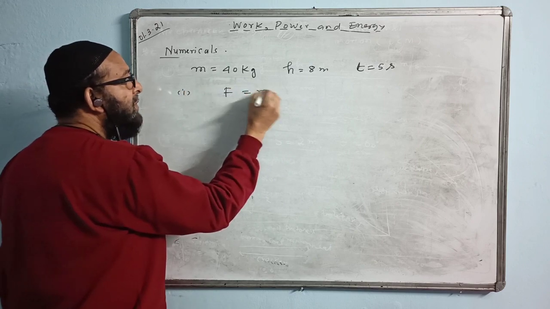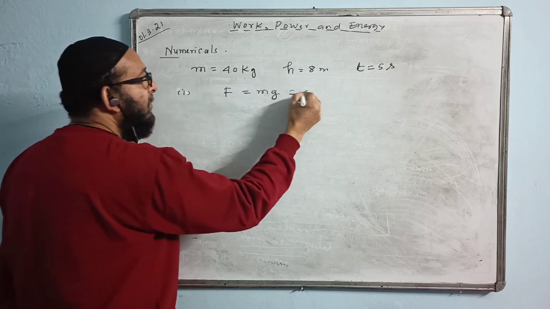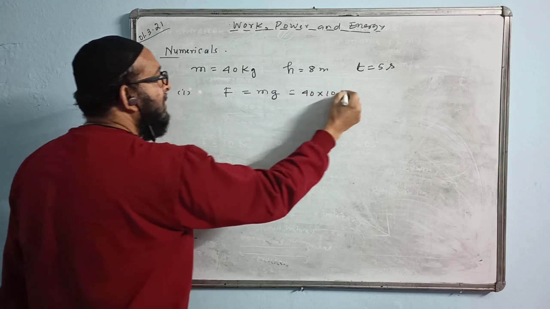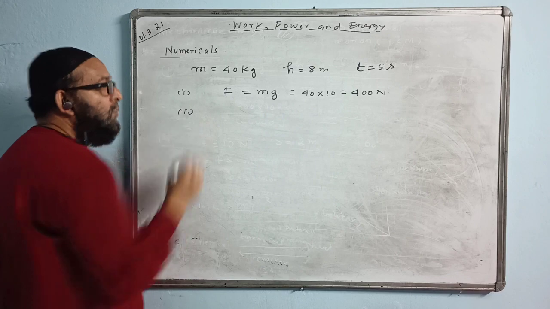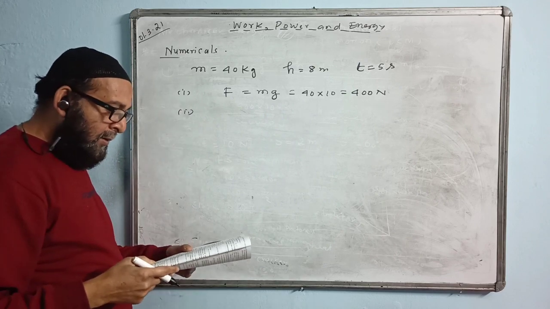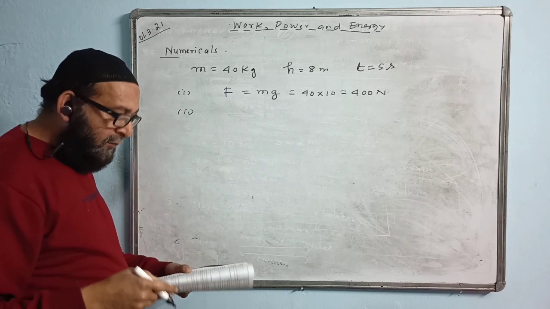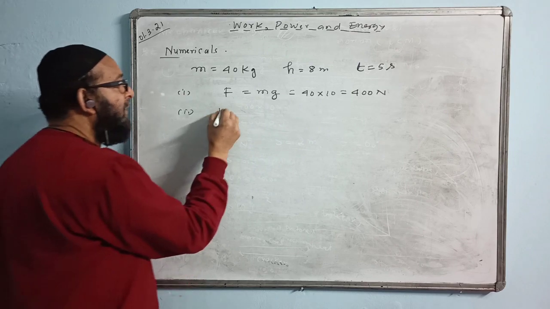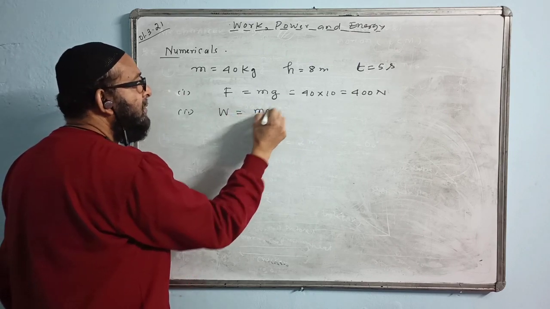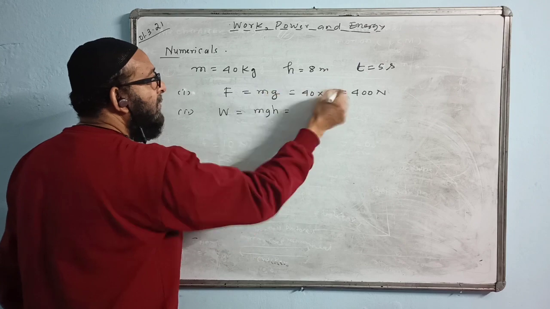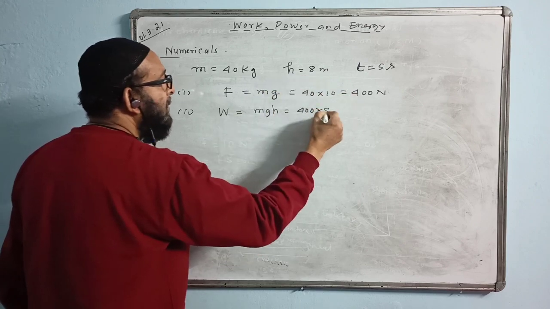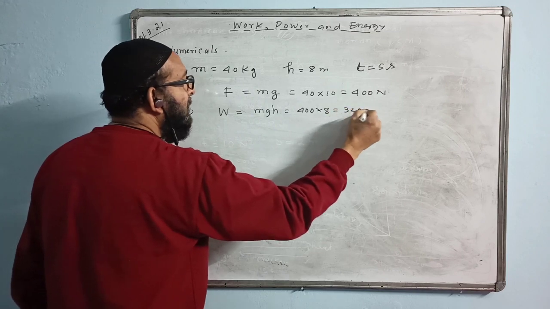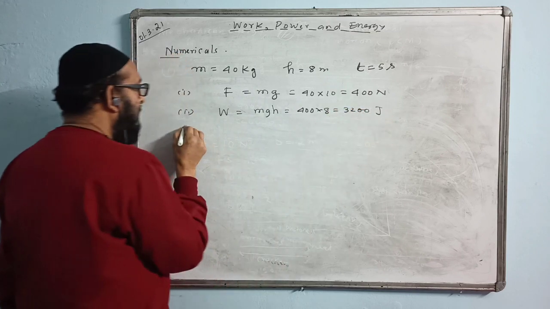Force of gravity formula is m into g. So 40 and the value of g is suppose 10. So answer will write here 400 Newton. Number 2. Work done by him against the force of gravity. We have to find work done against gravity, formula is mgh. Mg value we already have 400, directly we can write, and height value is 8. So answer will come 3200 Joule.